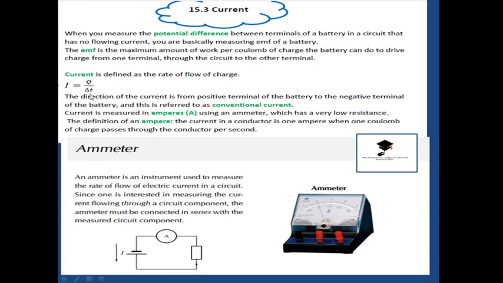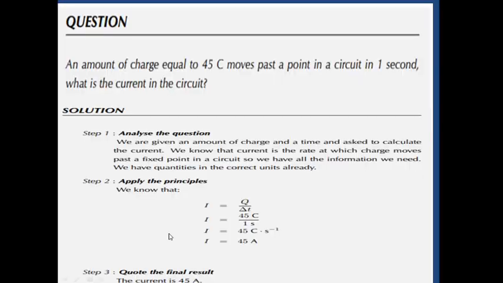Now quickly, let's do some calculations with respect to whatever we said with regards to current. Remember, we said the current is the rate of flow of charge, and it can be expressed using this formula. So quickly, let's look at an example. An amount of charge equal to 45 coulombs moves past a point in a circuit in 1 second. What is the current in the circuit?